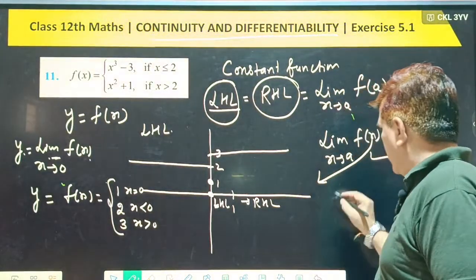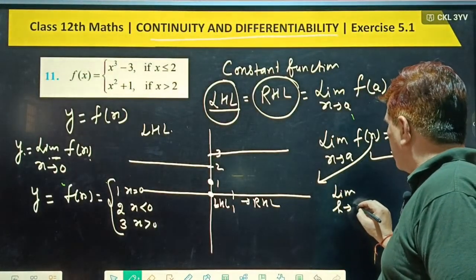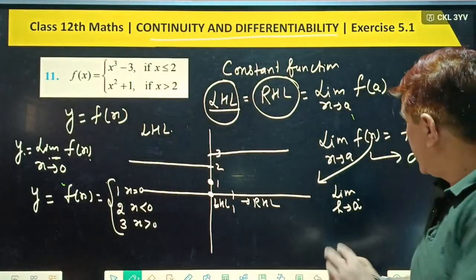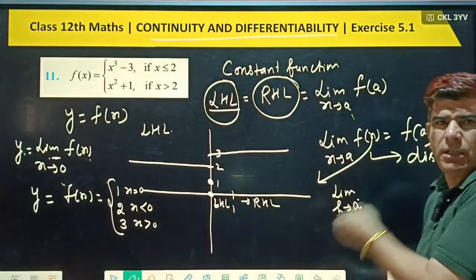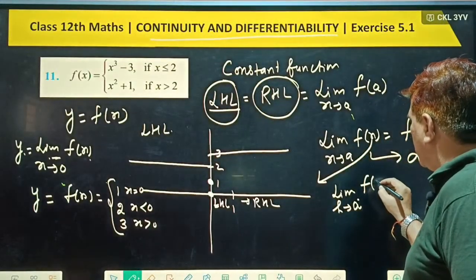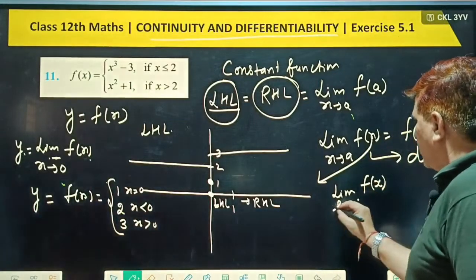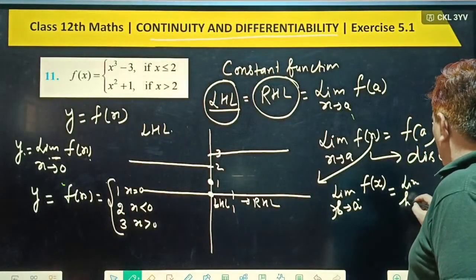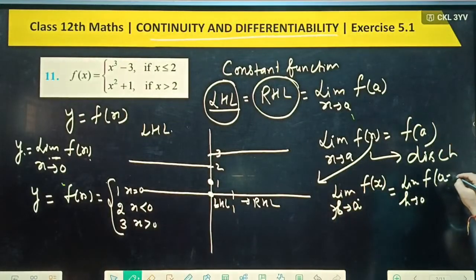How can we write? Limit h tends to A minus. It means LHL, the left hand limit. h is a small quantity which is approaching near to this A. What is this? f of x as x tends to A. This implies limit h tends to 0 of f of A minus h.